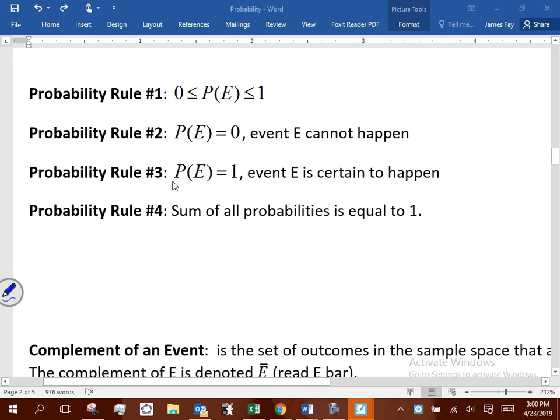All right, so let's do probability rules. These are the 4 rules that kind of set the premise for all probability. And they're pretty easy. You already know them. The probability of any event occurring is between 0 and 1, inclusive, meaning we could have a 0 probability and we could have a probability of 1. So all probabilities are going to be between 0 and 1.